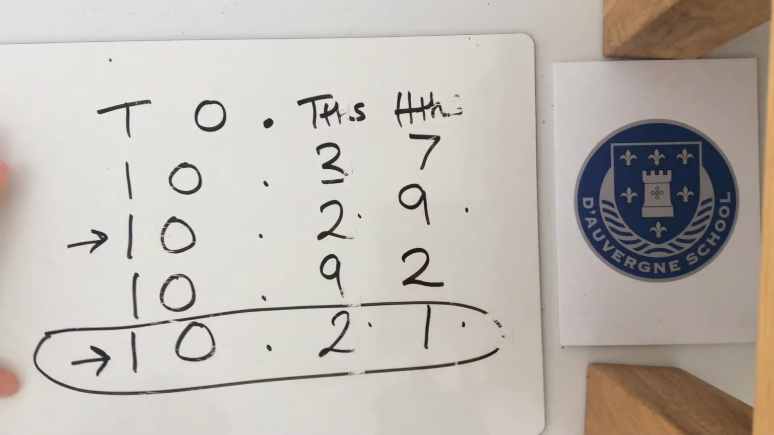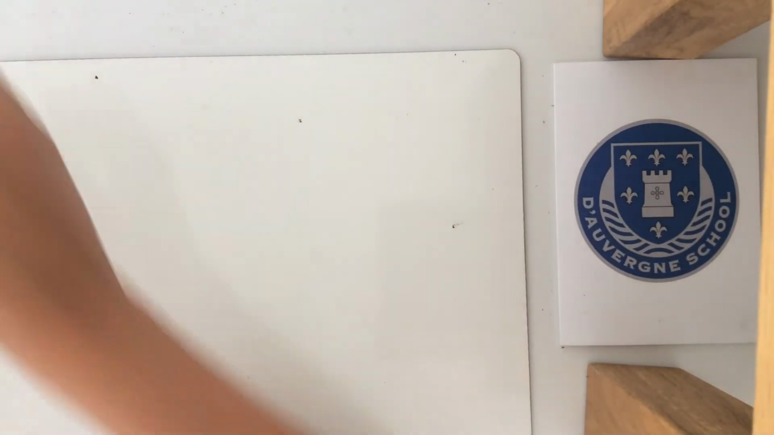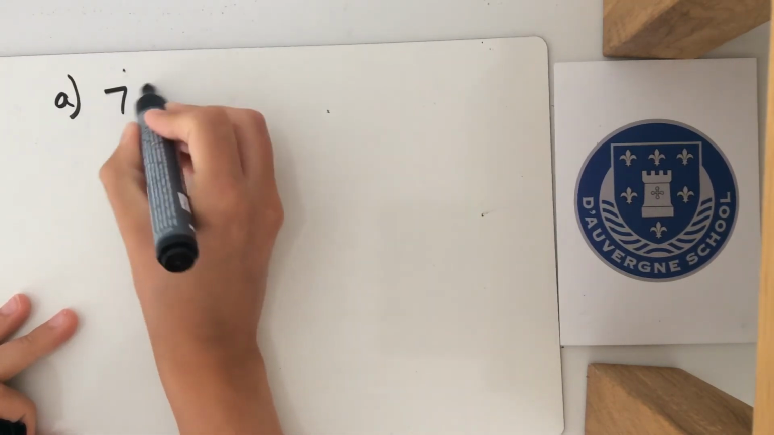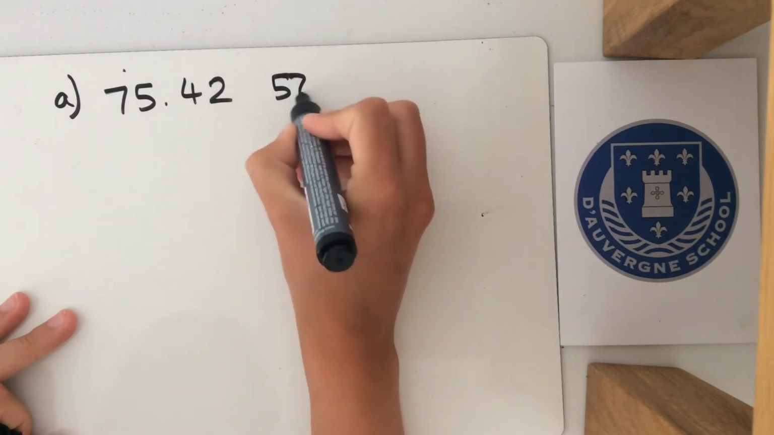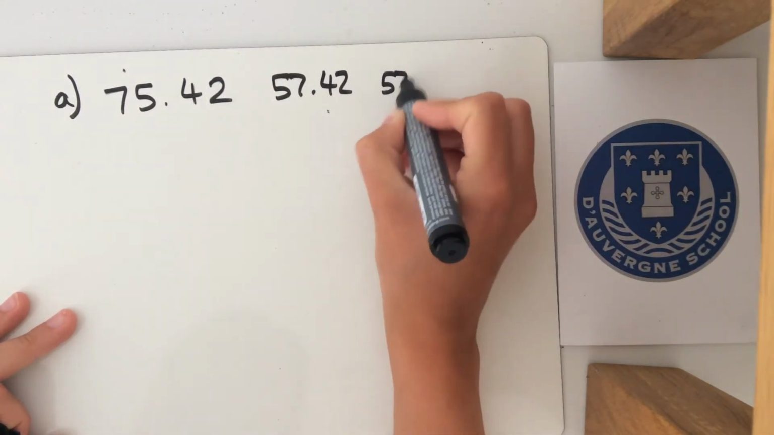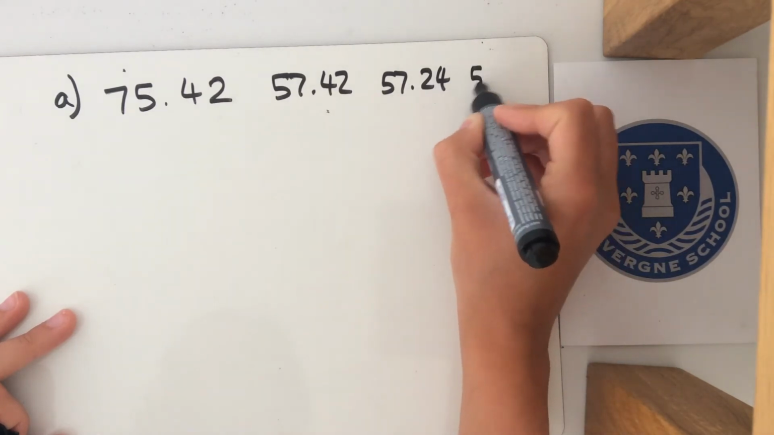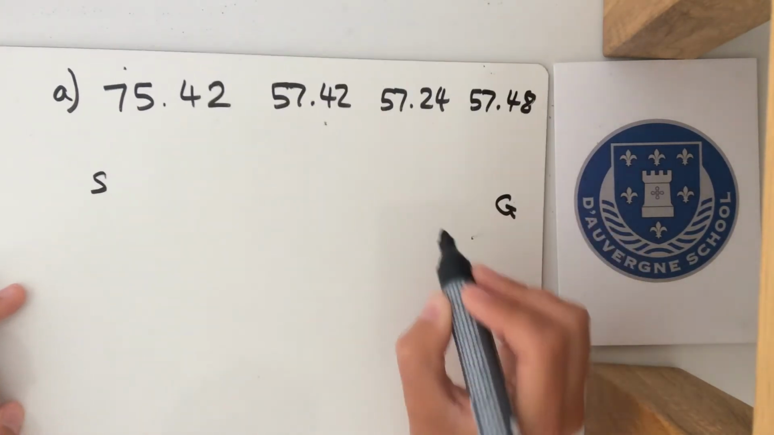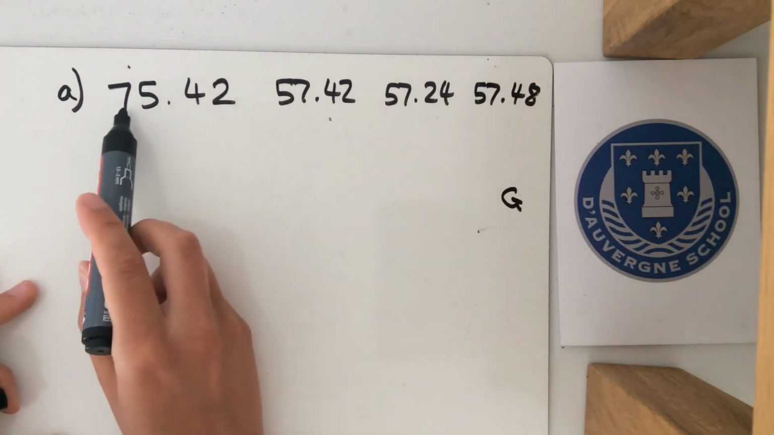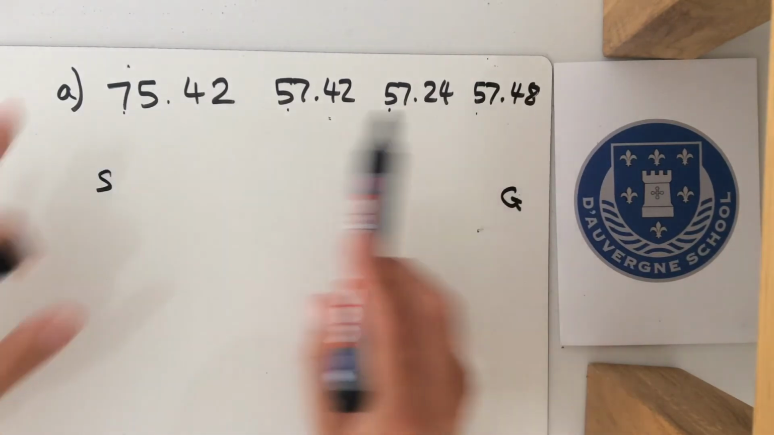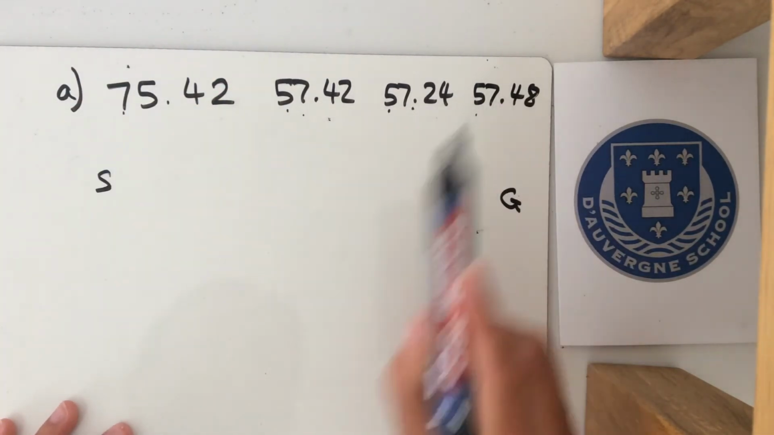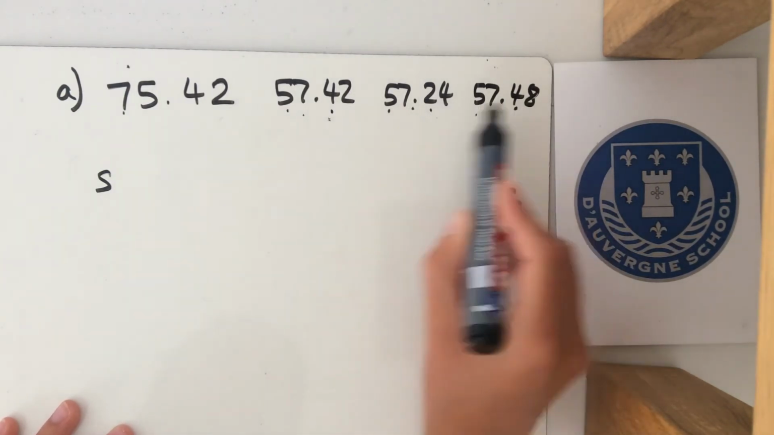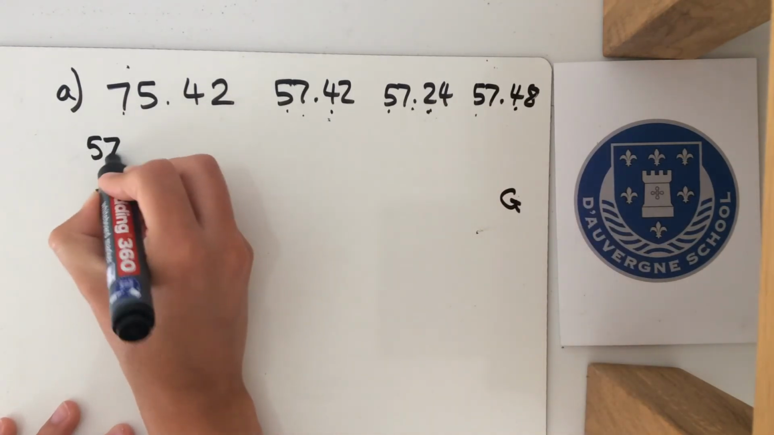Okay, so for question 2, question 2A, we have 75.42, 57.42, 57.24 and 57.48. We want to go in increasing order, so from smallest to greatest. The smallest number here, let's have a look in our ones column. We've got 7, 5, 5, 5, so it's not that one. We've got 7, 7, 7 in our tens column. Then we go to our tenths, so we've got 4, 2 and 4. So 2 is the smallest, so it's 57.24.